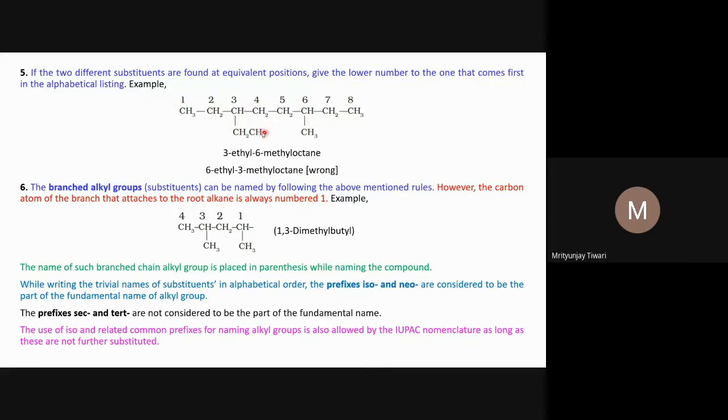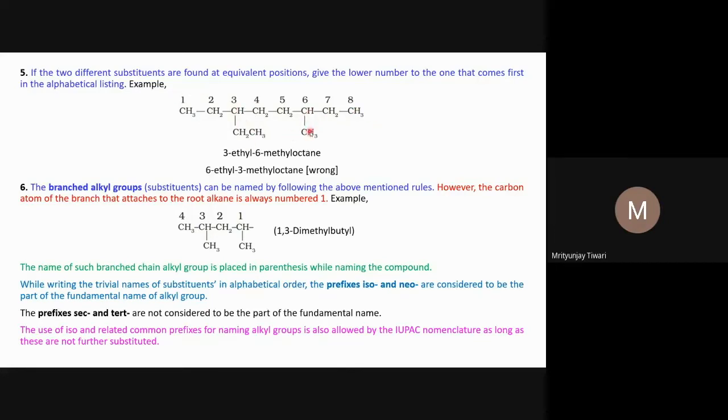If it was the same branch, either ethyl or methyl, there would be no difficulty because they are the same branches. But if they are different branches, then from which direction we do the numbering, and which one gets the lower position, will be determined by alphabetical order. E comes first for ethyl, so we will do the numbering from this direction, and ethyl will get the lowest position. So 1, 2, 3, 4, 5, 6. This is the way we do the numbering for such compounds.